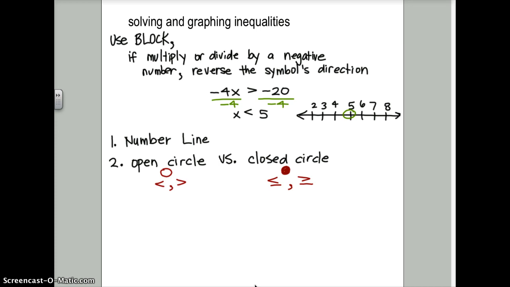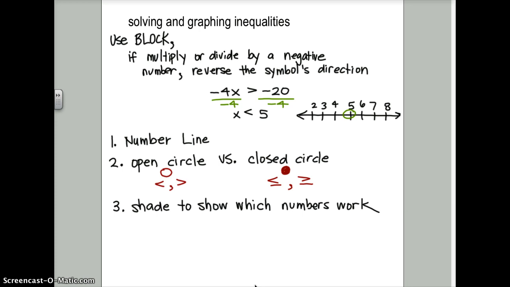You finish, shade. Shade your number line to show which numbers are part of the solution, to show which numbers work and which numbers don't work.